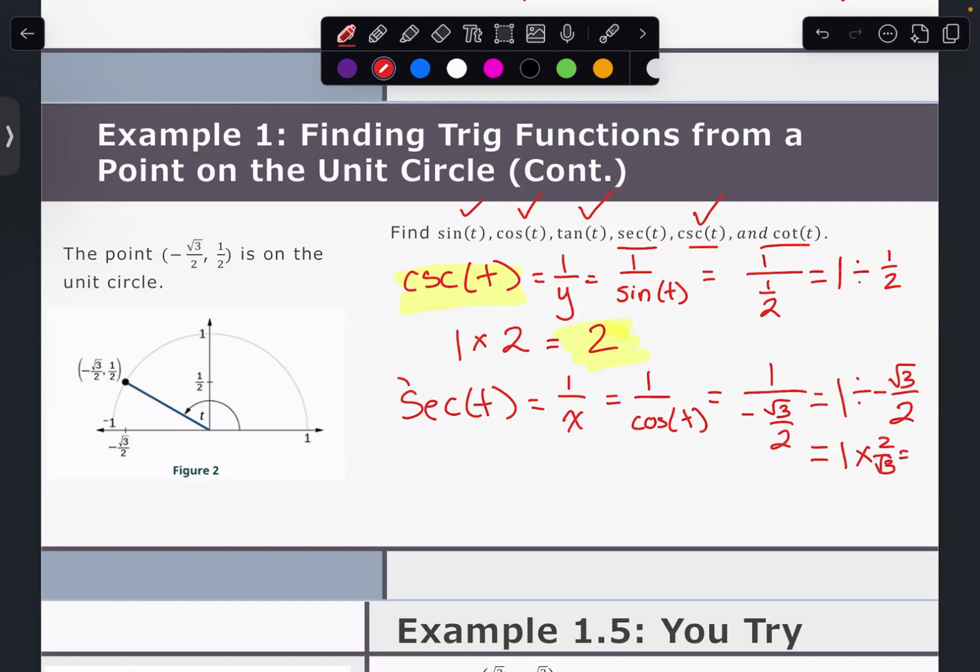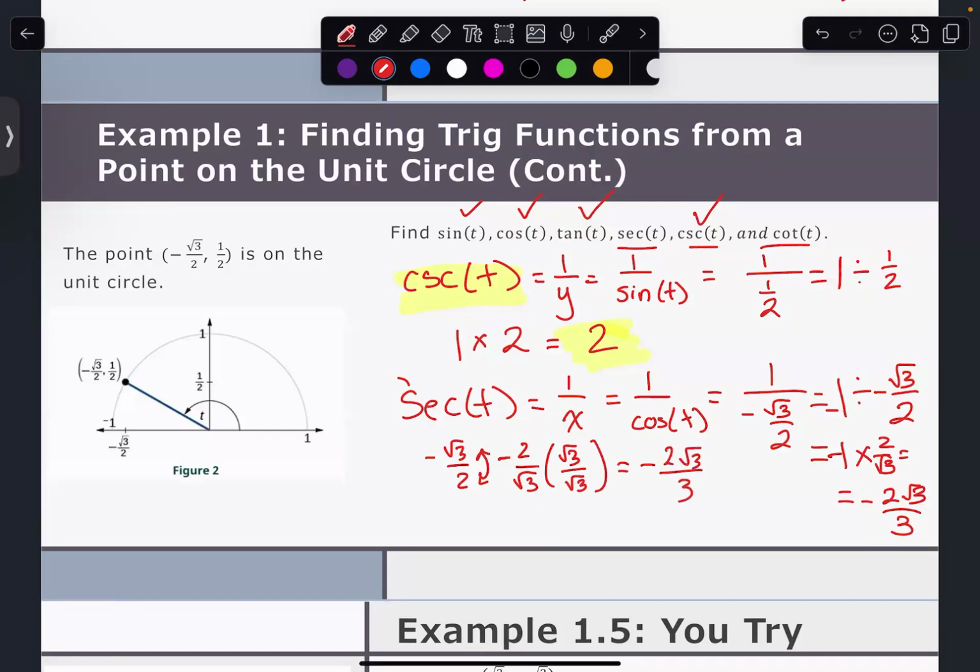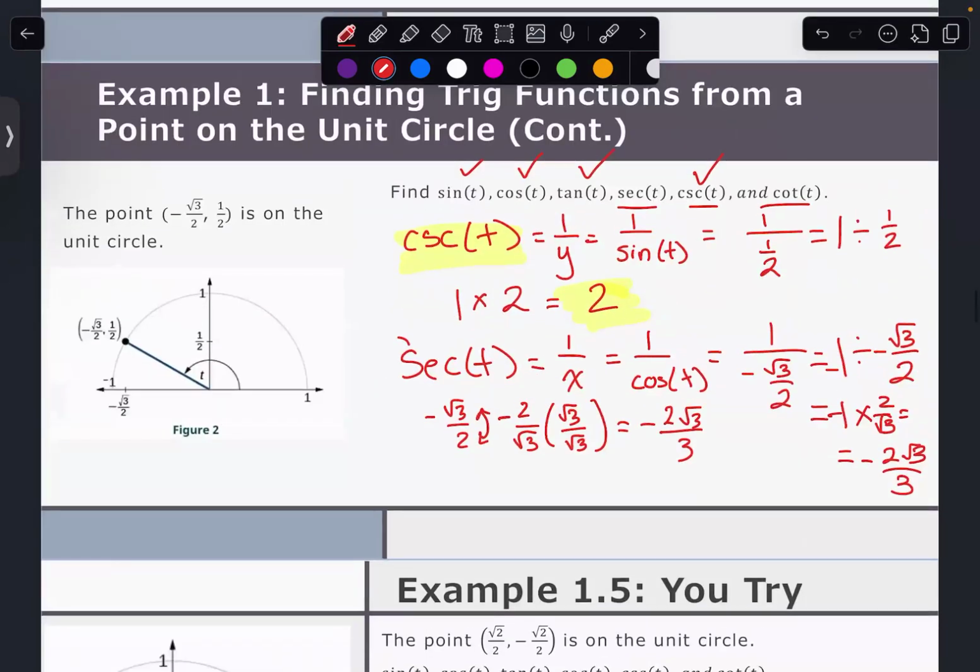negative. I forgot there was a negative on here, guys. Sorry about that. Negative 2 square root of 3/3 after I rationalize. So if I would have just taken what cosine was, which was negative square root of 3/2, and then just written the reciprocal, which would have been negative 2 over square root of 3, I could have just gotten the same exact answer. I rationalize, and we end up with negative 2 square root of 3 over 3. So you notice those are the same. So you can take that shortcut if you need to.